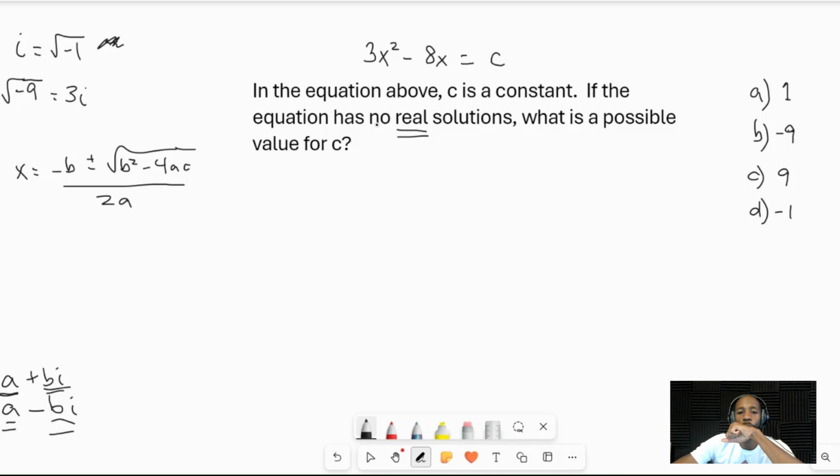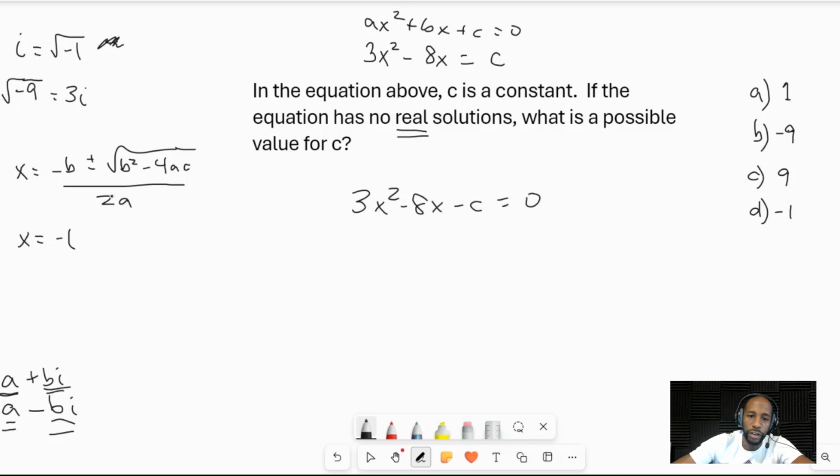Now, this will help us define that, so let's plug everything into this formula. x equals negative b. What is b? I forgot to say, this needs to be in the format ax squared plus bx plus c equals 0. So in that format, this will end up being 3x squared minus 8x minus c equals 0. So negative b is -(-8), plus or minus the square root of b squared minus 4 times a times c. In this case, c is equal to -c.